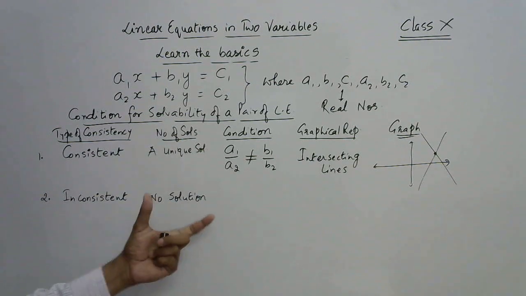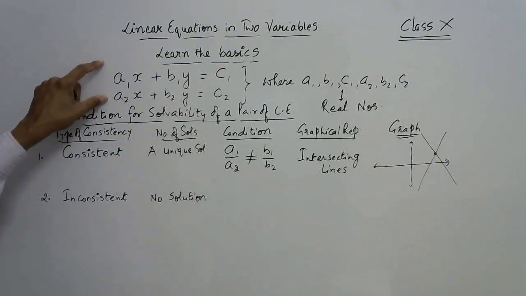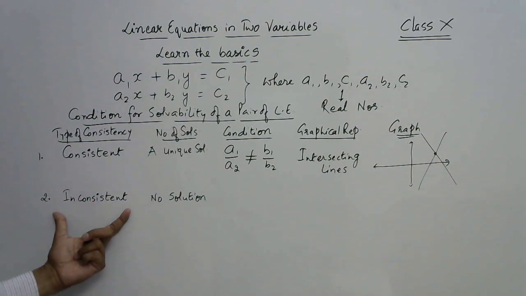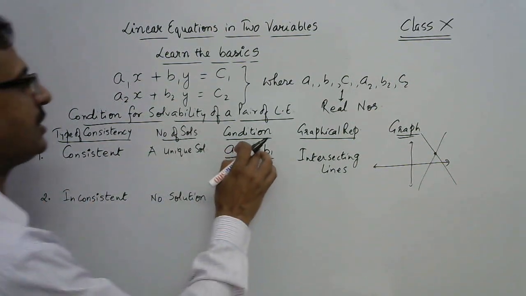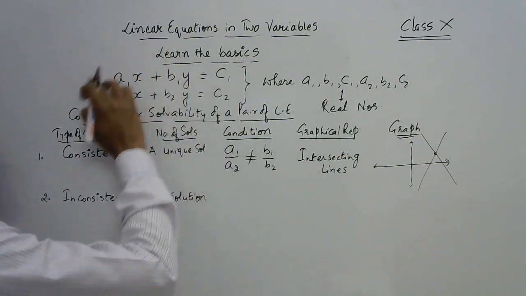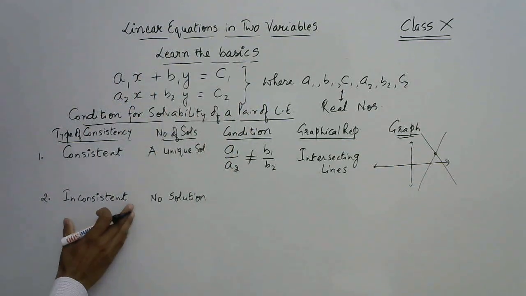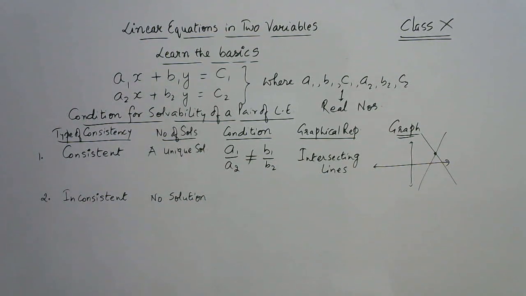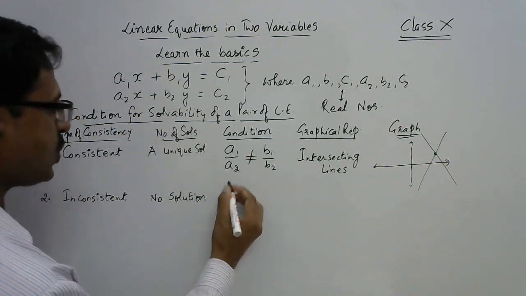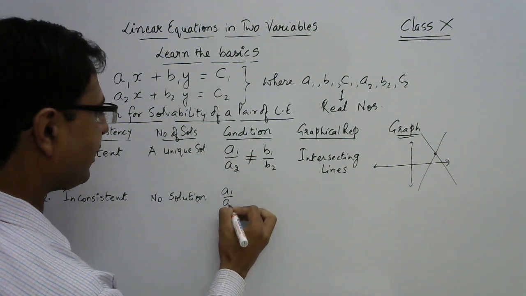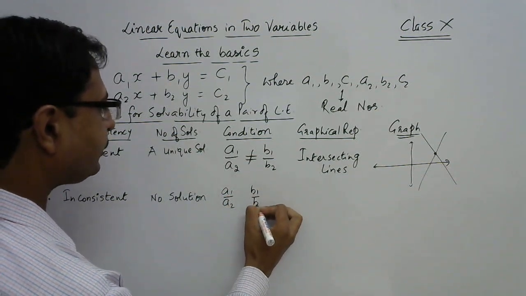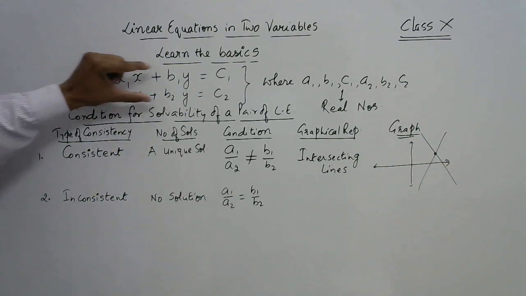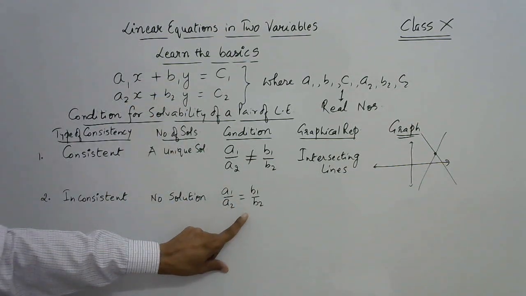So whenever there is no existing solution of the pair of linear equations, then we say that the pair of linear equations is inconsistent. And what is the condition? How can you identify by looking at the equations that the system of linear equations is inconsistent? You can identify that by comparing the ratios again. So if you compare the first two ratios, a1 upon a2 and b1 upon b2, they will be equal. So whenever the ratio of these two is equal, you need to see the third one.